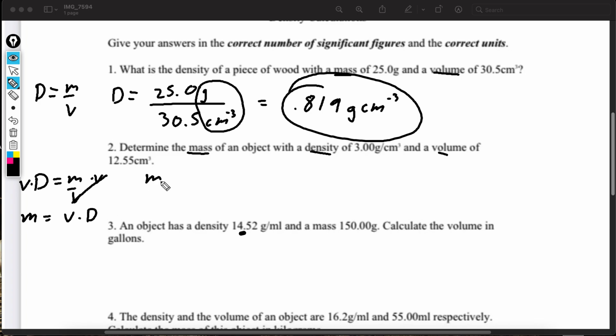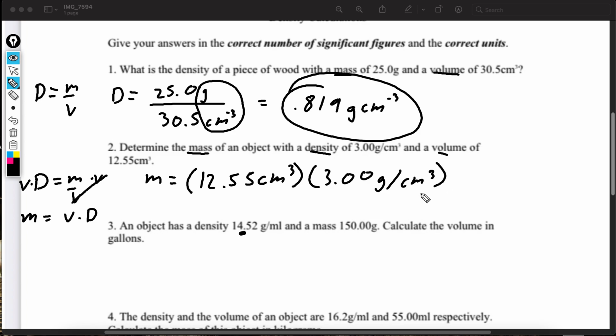So let's go for it. Mass equals, what's our volume, I'm going to do parentheses, 12.55 centimeters cubed. That's our V. Now we need our D. Our D is 3.00, but we don't need to put 00. I'm just doing it for the sake of keeping everything consistent. Boom. Mass is equal to, so our calculation, so really quick, I want you to see something with the units.